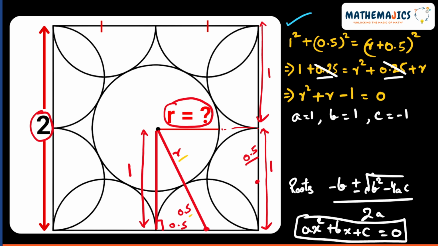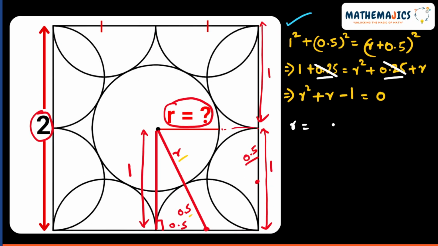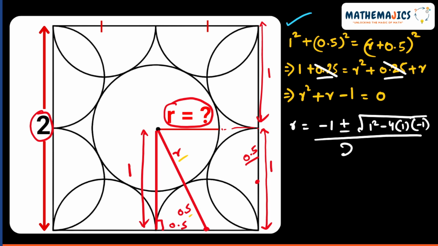Okay. Now we will use this quadratic formula to find the value of r. So r will turn out to be negative b, that is negative 1, plus minus square root of b squared, that is 1 squared, minus 4 times a which is 1, times c which is negative 1, upon 2 times a, which is 1. Now if you look carefully, we have two roots here, positive and negative. We can't take the negative one. Why? Because the radius of any circle will be positive. It can't be negative. The negative sign combines to give a negative radius, which is not possible. So let's erase this.